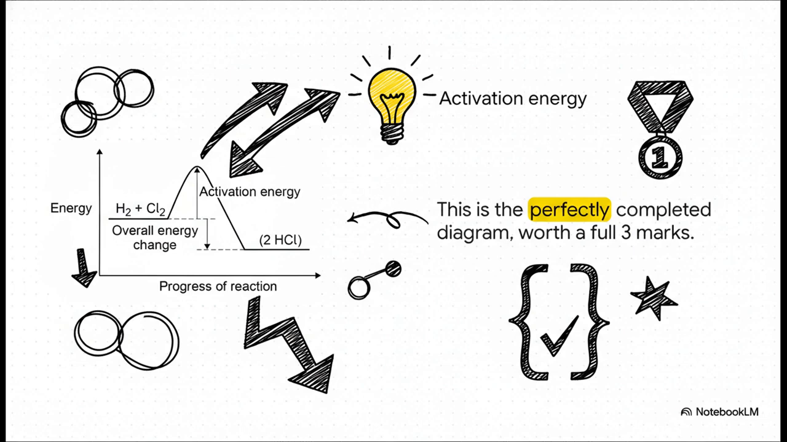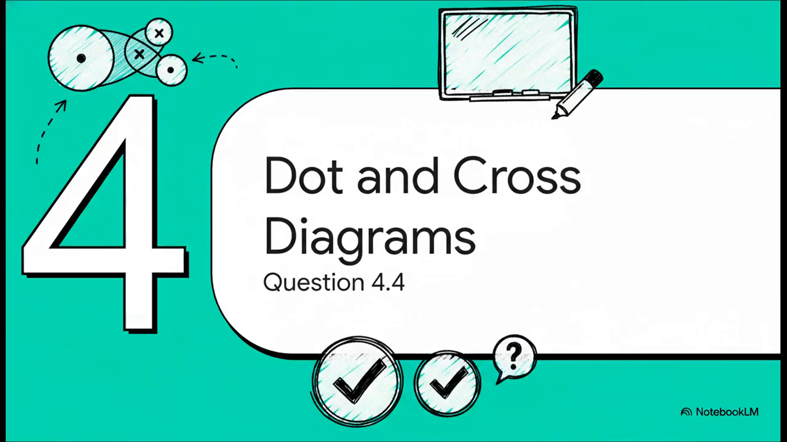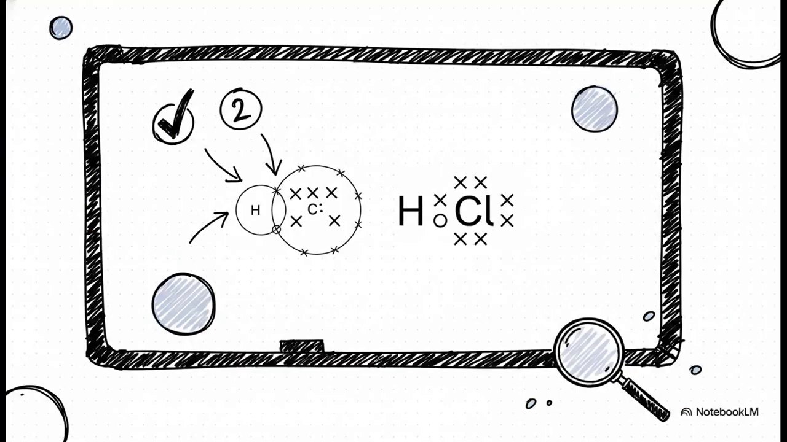And finally, that third mark is for labeling the overall energy change, the difference between where you started and where you finished. Okay, so the question switches gears now, moving from energy changes over to covalent bonding. We need to draw a dot and cross diagram for a hydrogen chloride molecule. This is a classic 2-mark challenge. So how do you get these 2 marks? It's pretty straightforward. The first mark is for showing that one shared pair of electrons between the hydrogen and the chlorine.